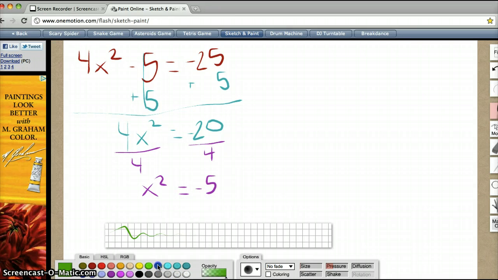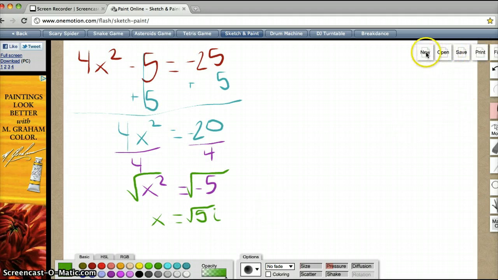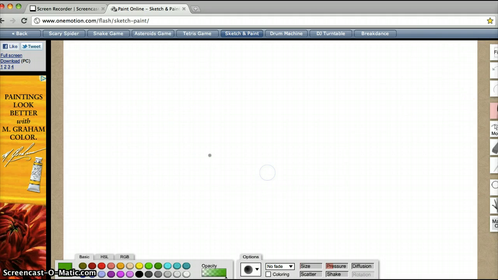All right, now we need to get x by itself, so we're going to go ahead and do the square root and the square root. Now again, you cannot have a negative number underneath your square root, so you're going to have x equals the square root of 5i. And then you're done. Okay. Let's go ahead and get a new board.